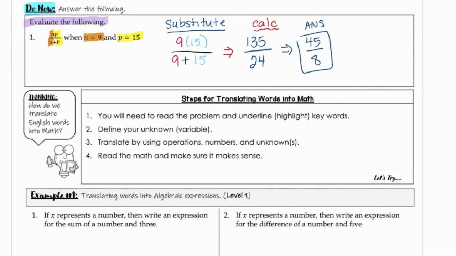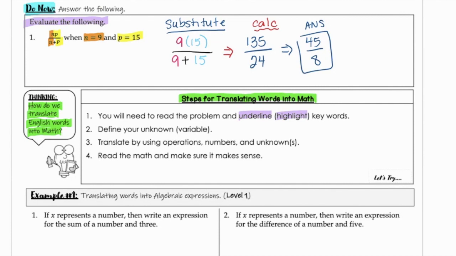All right, for the next thing, what we are asked to do is do some sort of thinking. It says, how do we translate English words into math? So here are the steps for translating words into math. Number 1, you will need to read the problem and underline or highlight keywords. So anytime you read it once, and you should be reading it twice.